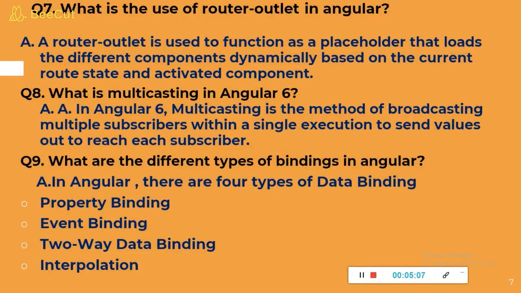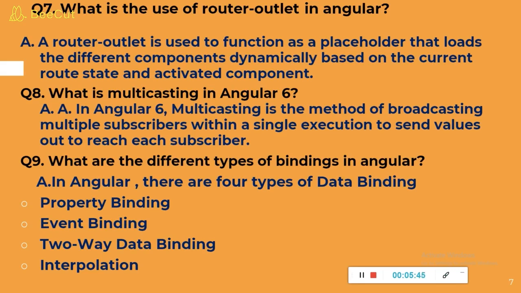What is the use of router outlet in Angular? A router outlet is used to function as a placeholder that loads the different components dynamically based on the current route state and activated component. What is multicasting in Angular 6? In Angular 6, multicasting is a method of broadcasting to multiple subscribers within a single execution to send the values out to reach each subscriber.